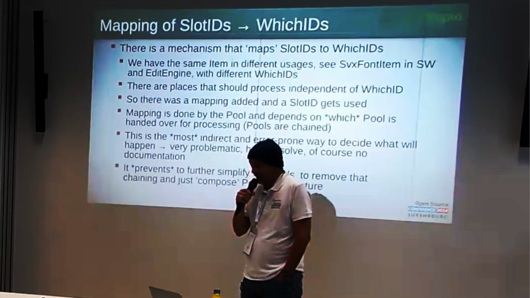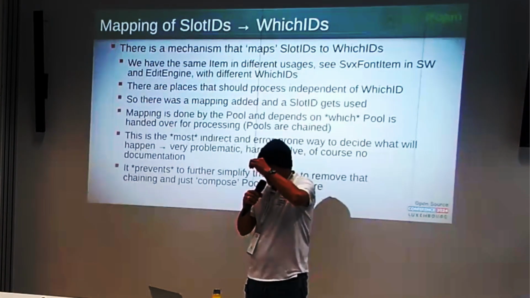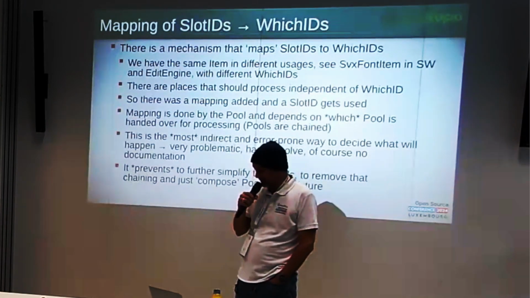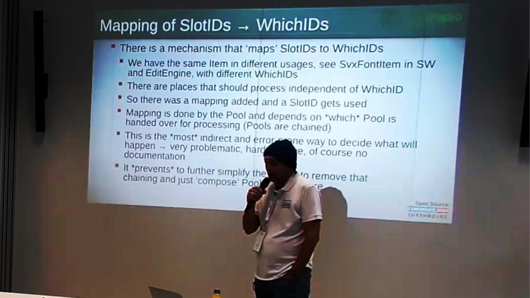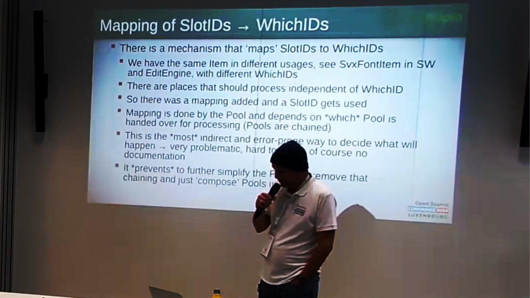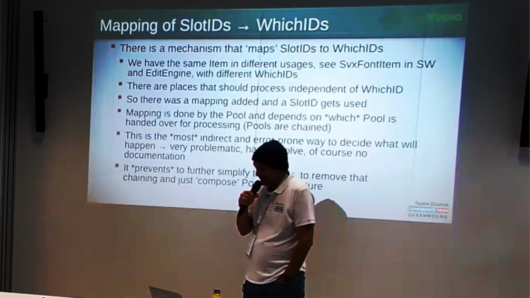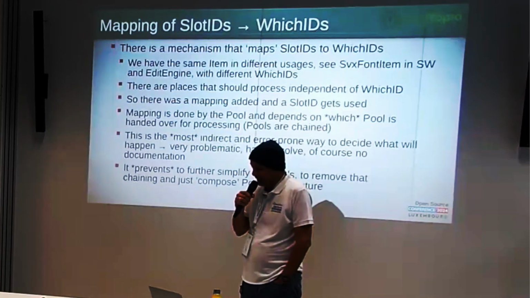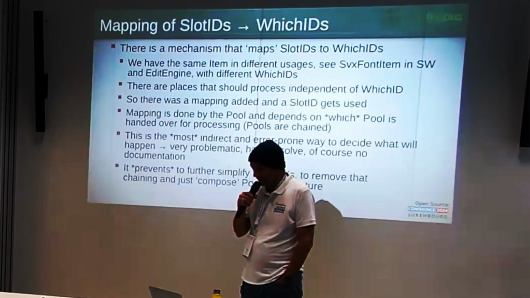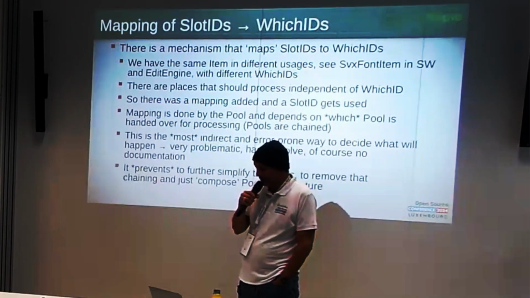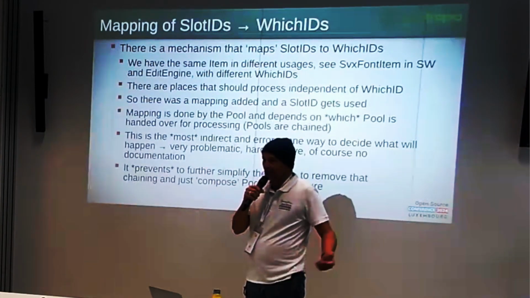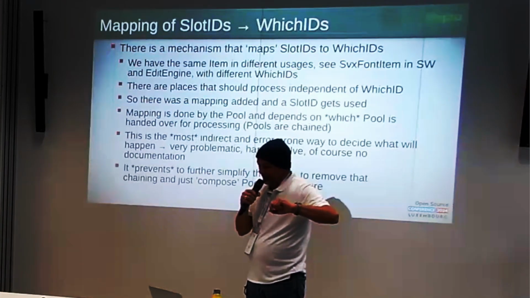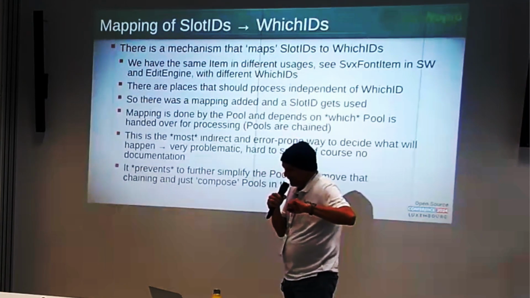But in Writer, when you have a stack of pools, both could be used at the same time with different which IDs, of course. And you want to have code or places that should process that item independent of the which ID, to not have to double the code. So the solution which was chosen was mapping, using the pool, from slot ID to a which ID and to write the code using the slot ID. The problem is this mapping is done dependent on which pool you put into the method doing the work. So it's the most indirect and error-prone way to decide which mapping will happen.